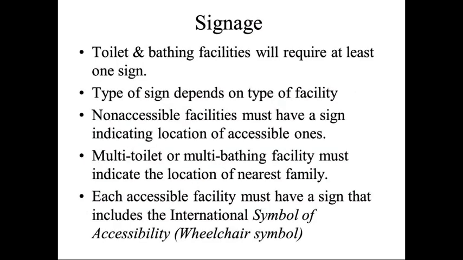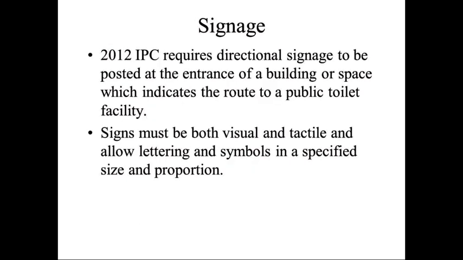installed. Signage. All toilet and bathing facilities require at least one sign. The type of sign depends on the type and size of the facility. Non-accessible facilities must have a sign indicating the location of the accessible one. When you have multiple toilet or bathing facilities, you must indicate the location of the nearest family facility. Each accessible facility has a sign that includes the international symbol, which you see in your textbook, with the wheelchair.